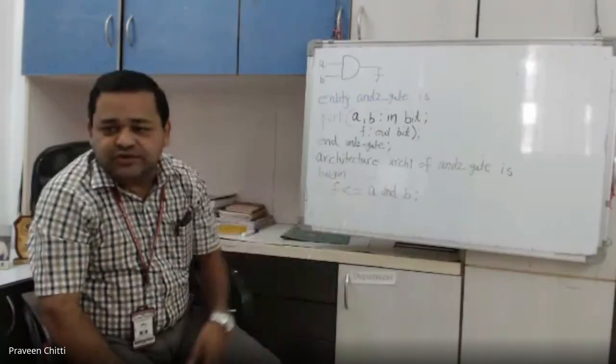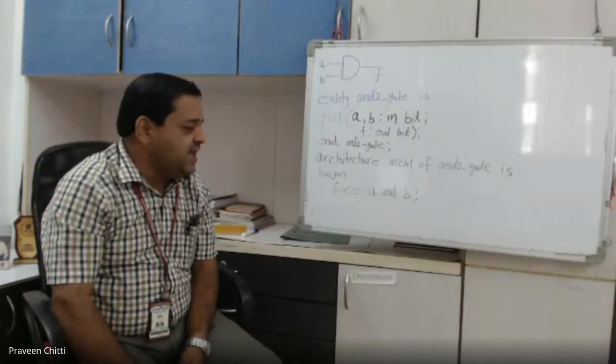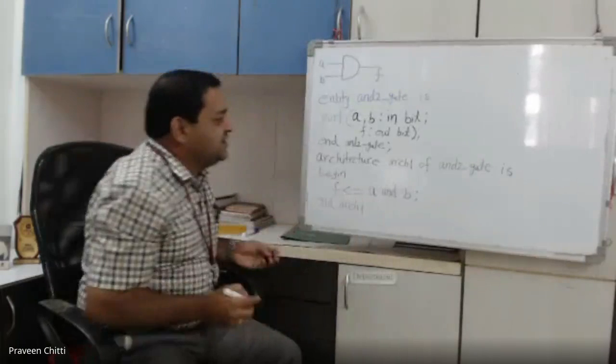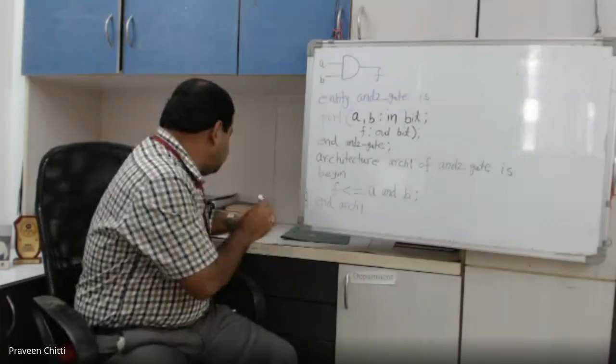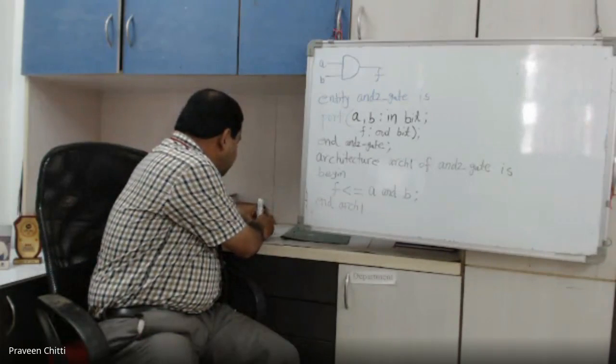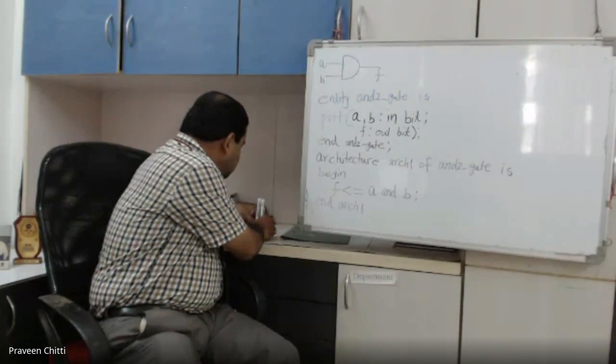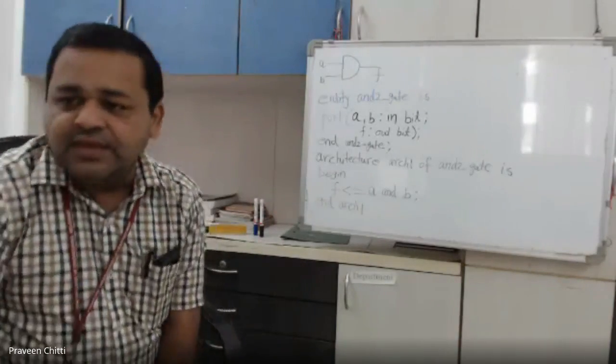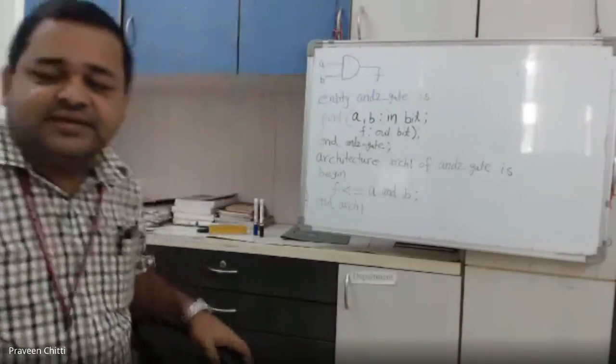Or if you want to include a delay, you can write that delay: A and B after 5 nanoseconds, A and B after 10 nanoseconds, etc. And then end ARCH1. That completes the complete VHDL code for the two input AND gate.